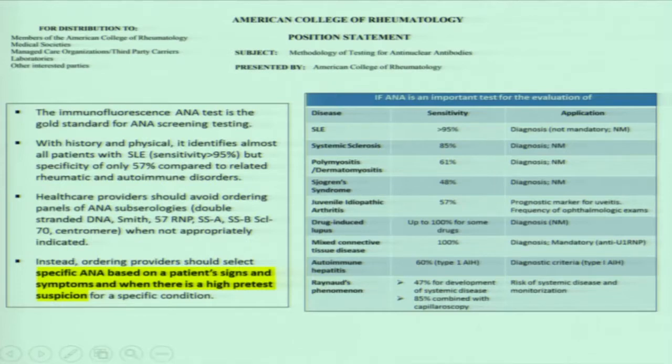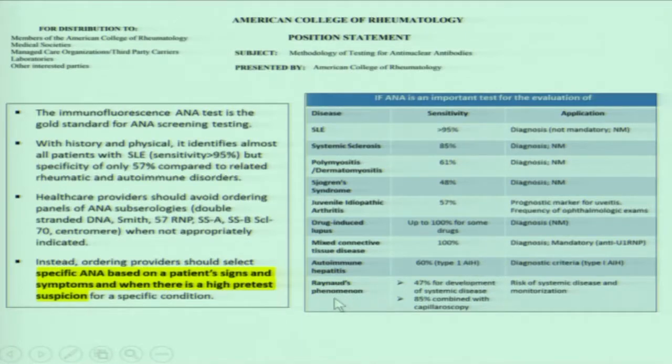Now, in juvenile idiopathic arthritis, what it does is to identify a group at a higher risk for uveitis, and therefore you follow them more closely with ophthalmology because it can be a devastating complication in those children. Autoimmune hepatitis type 1 is part of the diagnosis.